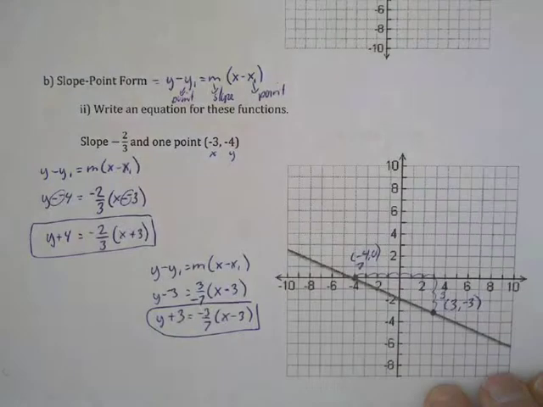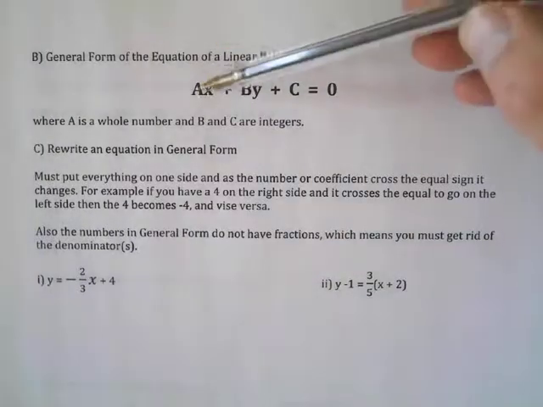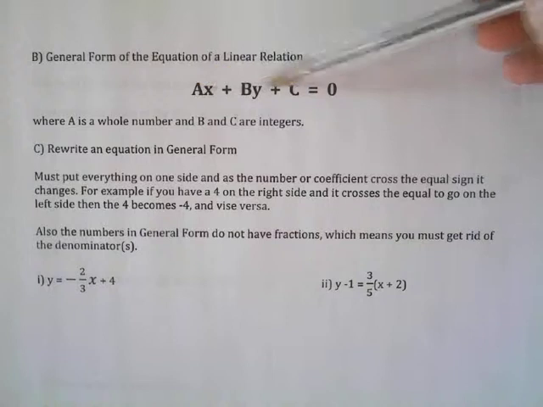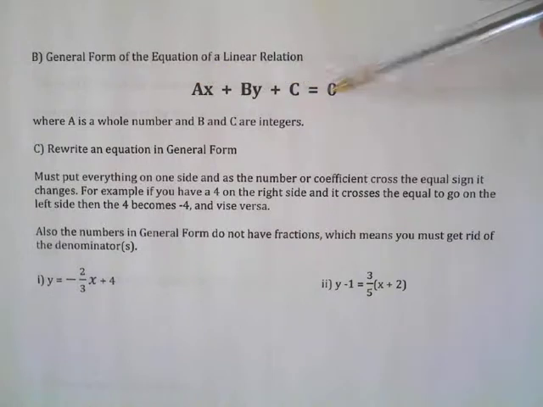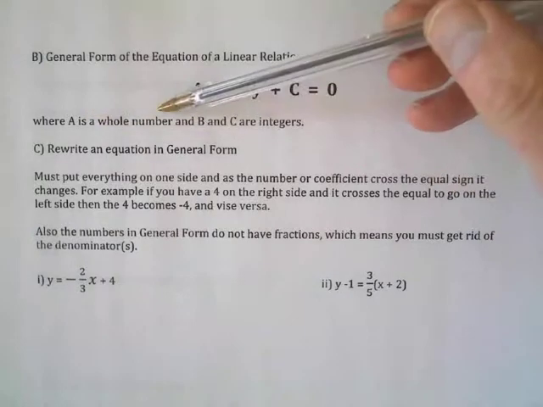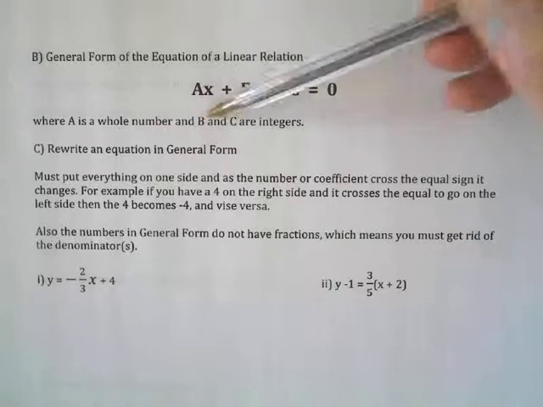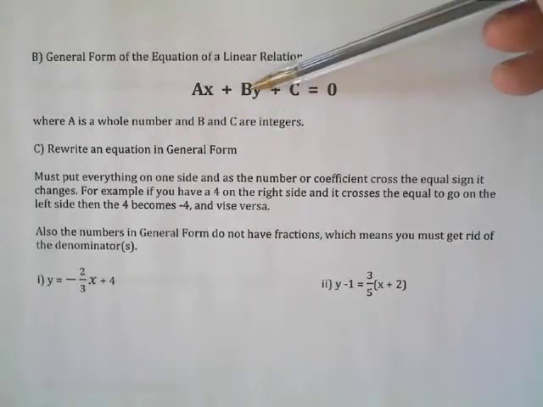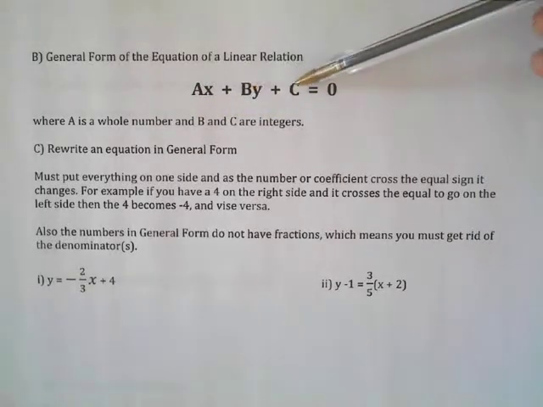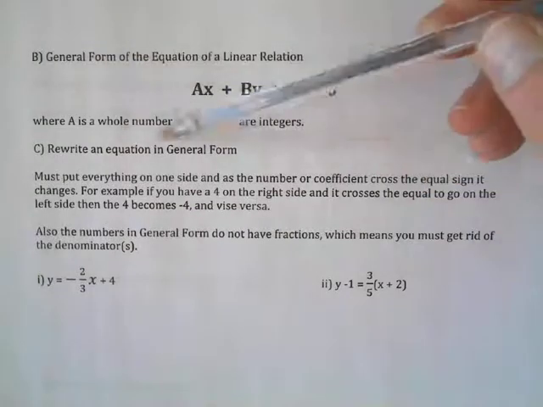When we look at this part B, it says general form for the equation of linear relation. So here's my general form: ax plus by plus c equals 0. So that's the general form equation. A has to be a whole number, so we're looking at numbers 1, 4, 19, 23, etc. And b and c are integers, so b could be -3, -4, c could be 4, 5, -6, whatever. So we're going to rewrite these equations into general form.